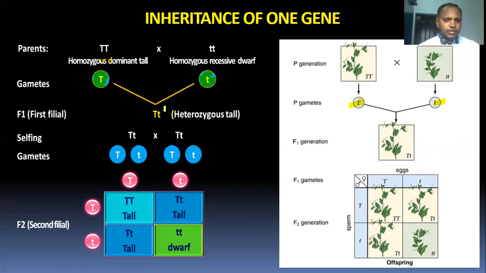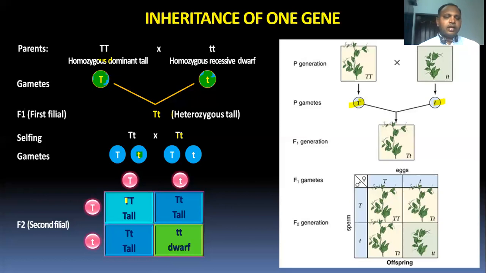Then for the F2 generation, he allowed this F1 generation to self-pollinate. Selfing. You see here one F1 plant is heterozygous, and here also heterozygous. It produces two kinds of gametes, one with capital T and another with small t. This plant also produces two kinds of gametes. So if allowed to self-pollinate, you'll get three different kinds of plants.